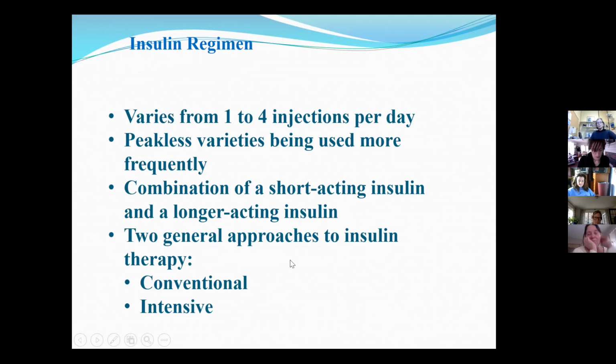And the 2 general approaches are conventional, which are these, or intensive, where the patient is testing their blood glucose frequently and administering short or rapid insulins more frequently. We also use the term intensive insulin therapy for patients using insulin pumps.